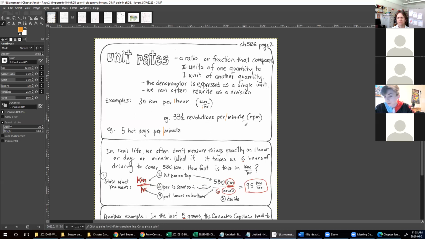33.5 revolutions per minute for a record player. Or I was at a hot dog eating contest and the rate was 5 hot dogs per minute. That's really gross. I'm not that hungry anymore.